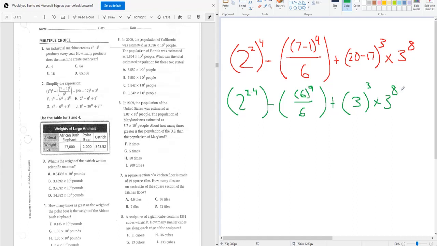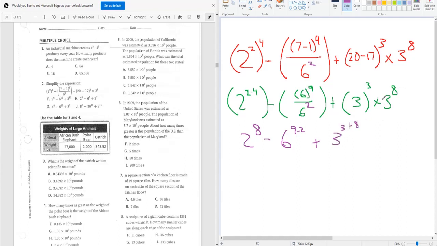Now I have to go to E, exponent. So I'm just going to use a bunch of my exponent rules. So this is 2 to the 2 times 4, that's 2 to the 8. Minus 6 to the 9 over 6 to the 1 is just, oh wait, is that a 2? Yeah, I should have put a 2 there. Sorry about that. So 6 to the 9 over 6 to the 2, so that should be 6 to the 9 minus 2, plus 3 to the 3 times 3 to the 8 is 3 to the 3 plus 8.